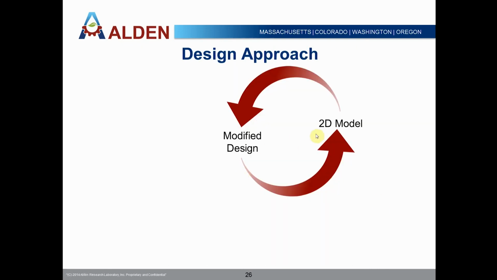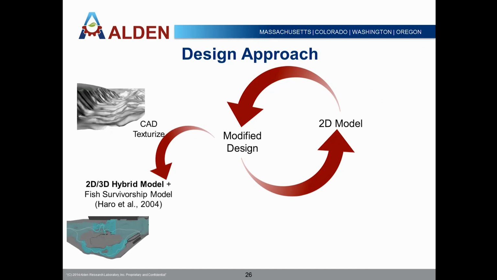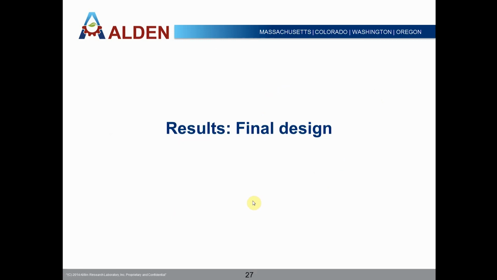So our design approach, as I said, we use 2D as well as 3D, but the really kind of workhorse for the iterations was the 2D model only, without the 3D mesh blocks. So that's really how we went around here and did our iterative design. Once we got something we like, we texturized it in CAD. We dropped in our 3D mesh blocks, did our hybrid model, ran our fish survivorship model to look at passage likelihood, and then we iterated as necessary back into our 2D loop here. Once we got something that we liked, that, of course, was our final design that we took to construction.